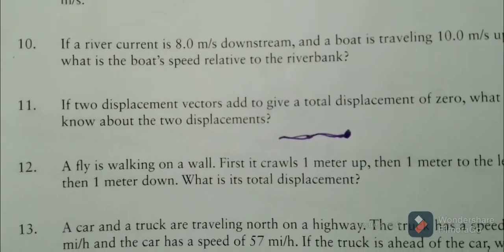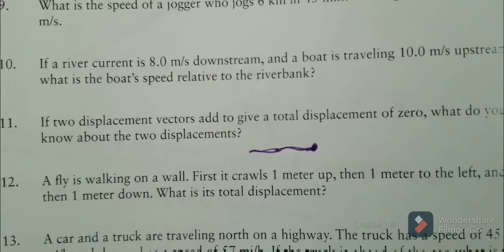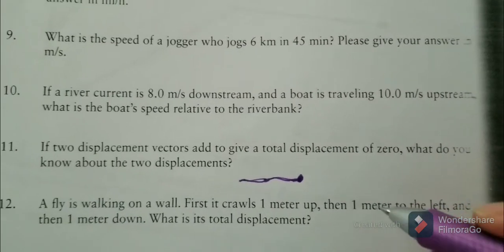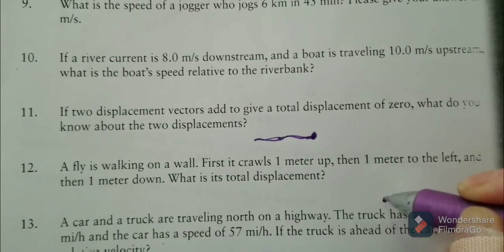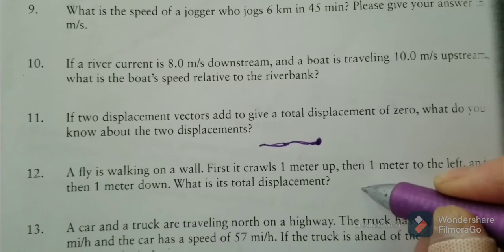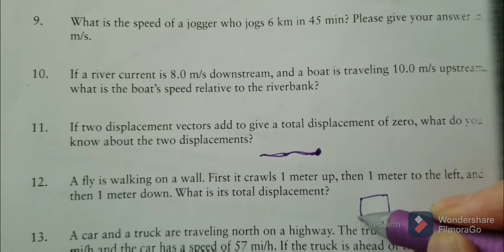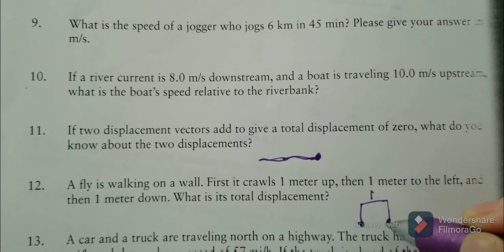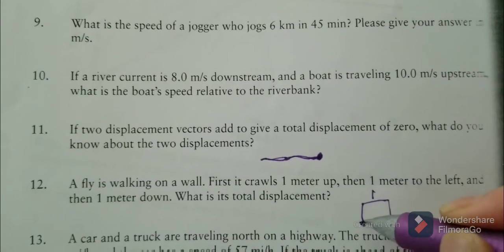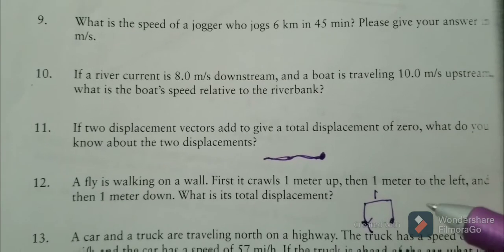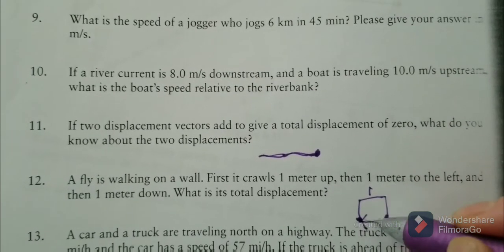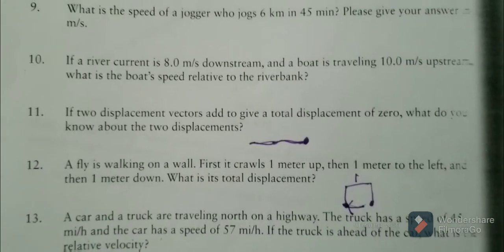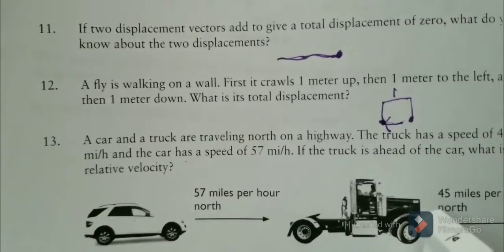All right, a fly is walking on a wall. First it crawls 1 meter up, then 1 meter to the left, and then 1 meter down, shall we? So 1 meter up, left, and then down. And then they want to know its displacement. Well, we know this is 1 meter between, so it's 1 meter to the left. That way is left, right? So 1 meter to the left. That's the answer. It should be harder, huh?